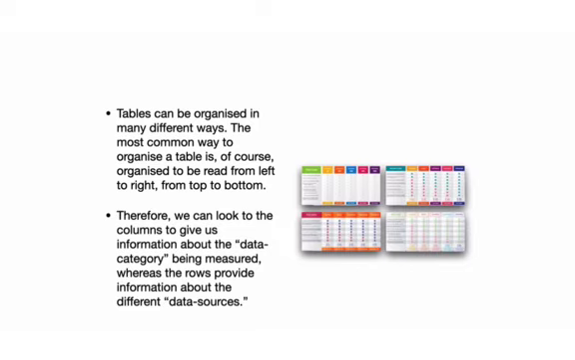Tables can be organized in many different ways. The most common way to organize a table is, of course, to be read from left to right, from top to bottom. Therefore, we can look to the columns to give us information about the data category being measured, whereas the rows provide information about the different data sources.